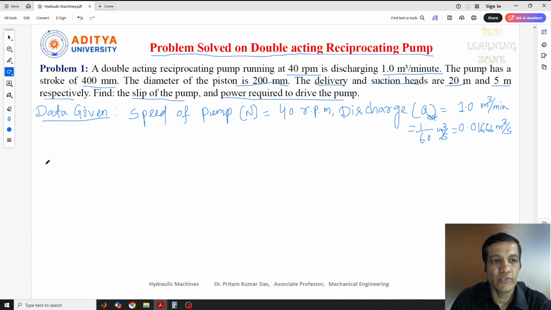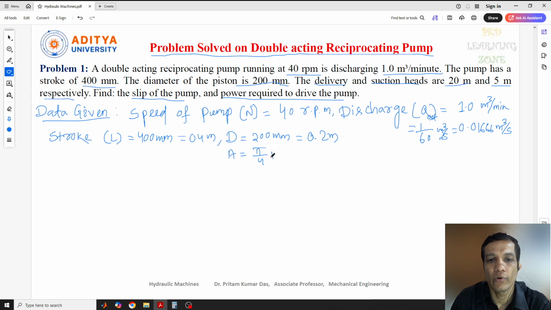The next one is the pump's stroke length, which we know as L, and it is given as 400 millimeter. We can convert it to meter, so 0.4 meter. Similarly, the diameter of the piston D is given as 200 millimeter. Again you can convert this into meter, 0.2 meter. Since the diameter is given, we can calculate the area by the formula pi by 4 D square.